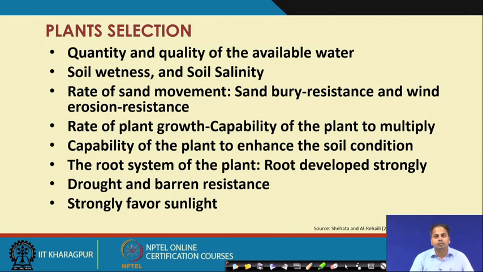Okay, and other measures depend on the availability of soil moisture, the soil salinity over that region, then quantity and quality of available water. Depending on that, you can select a typical plant species which can be used as a permanent control system.